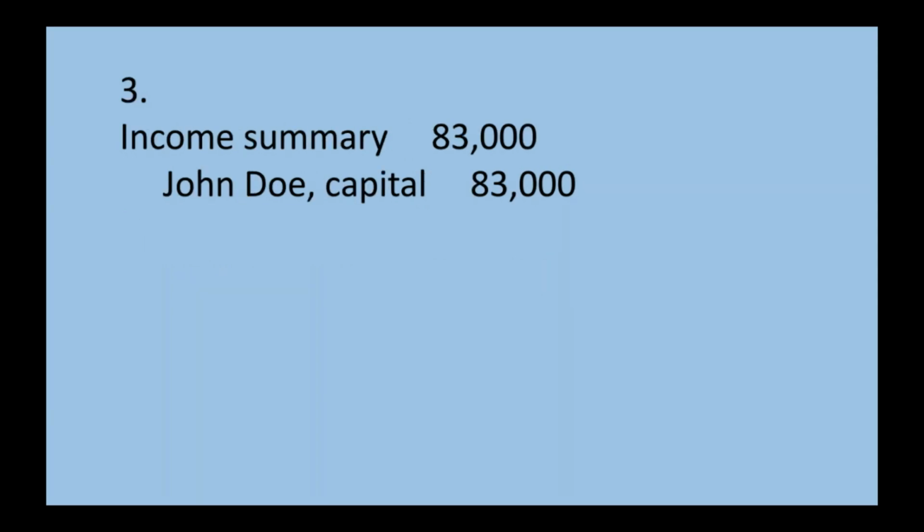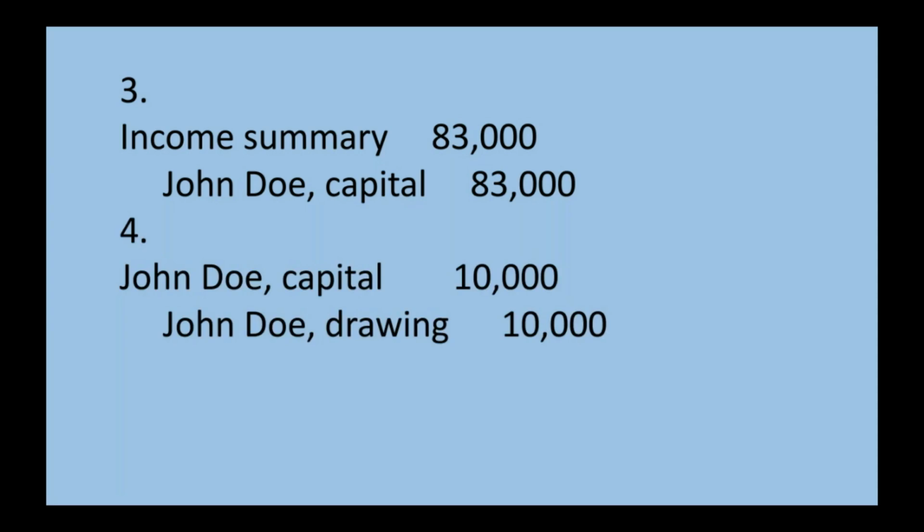The point of the third journal entry is to move anything left in income summary into the capital account. In this case, $300,000 minus the $217,000 from the previous 2 journal entries is $83,000. So to decrease the income summary, you want to debit it and then credit the capital account to increase it.